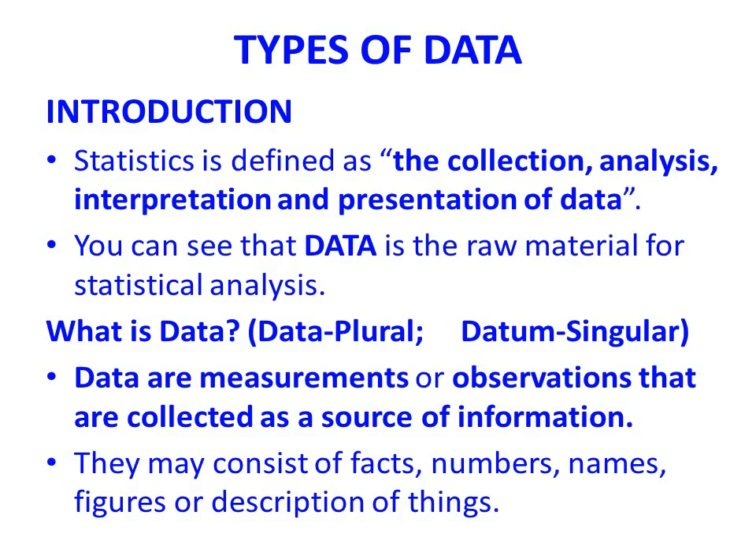Let us start with the first topic, types of data. To begin with, let us start with the definition of statistics. What is statistics? Statistics is defined as the collection, analysis, interpretation and presentation of data. Thus, you can see that data is the raw material for statistical analysis. What is data? Data are measurements or observations that are collected as a source of information. They may consist of facts, numbers, names, figures or description of things.